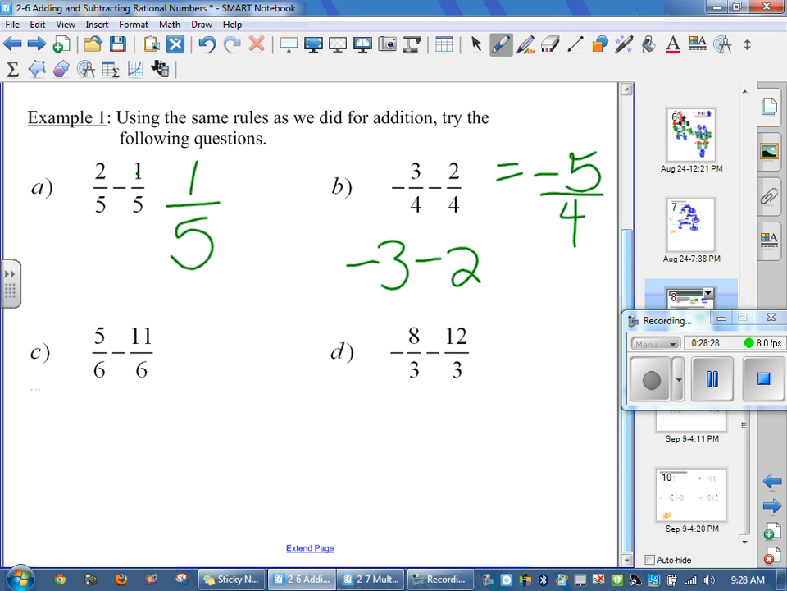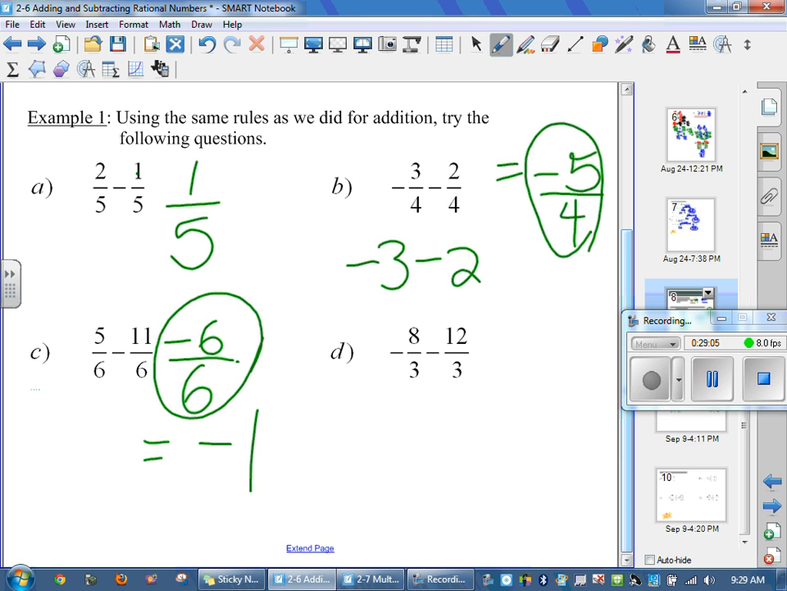Let's try C. 5 subtract 11 is? Okay, it's a negative 6. Negative 6 over 6. What do we know about negative 6 over 6? Do they divide evenly? Yeah, they do. What do they get? A negative 1. If you can solve them and simplify to a whole number or an integer, positive or negative number, you definitely do. So you're not going to leave this question as negative 6 over 6. Okay? If you did, you'd only receive a half mark because it's not fully simplified. You've got to fully simplify it by doing the dividing. Okay? All right. This one now.